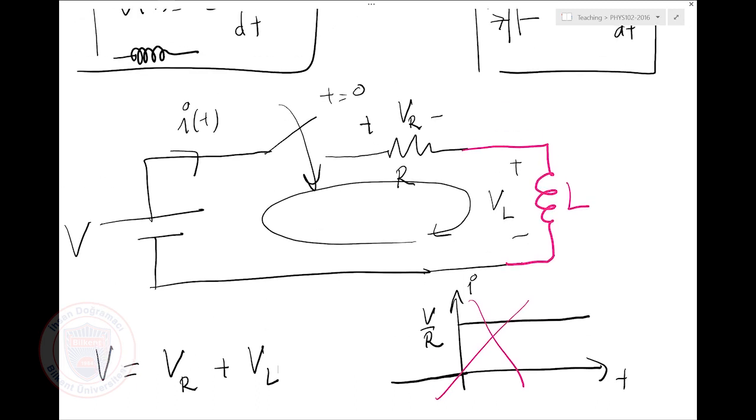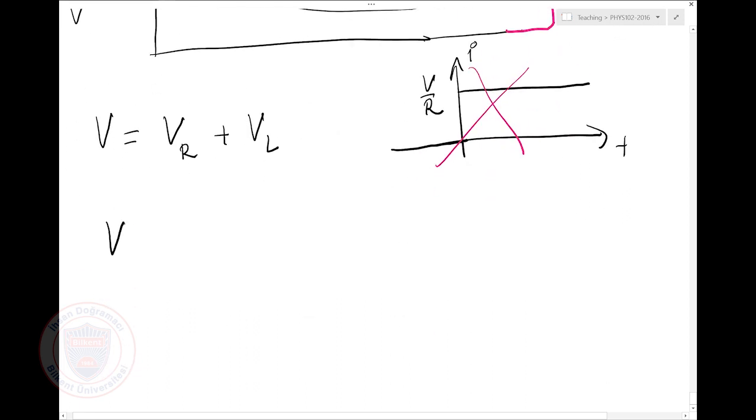Now, in terms of the current in this loop, what's VR? VR is going to be R times I of t. How about VL? VL is going to be L times di dt. So here I have R times I of t plus L times di dt.